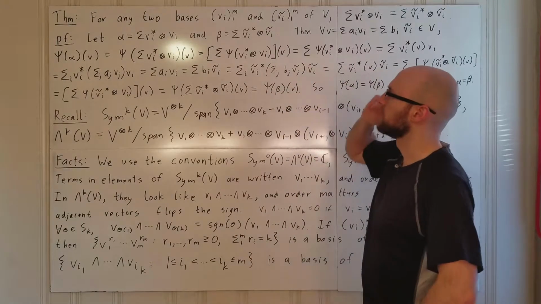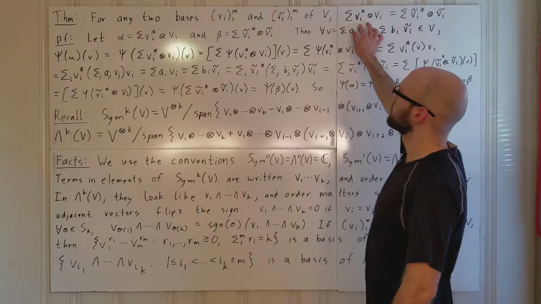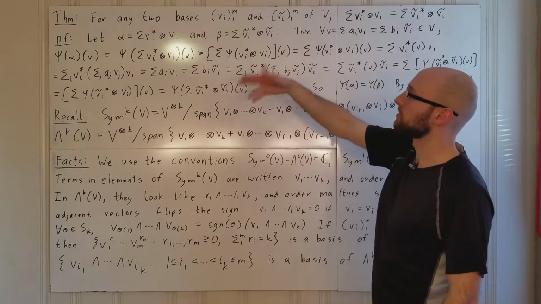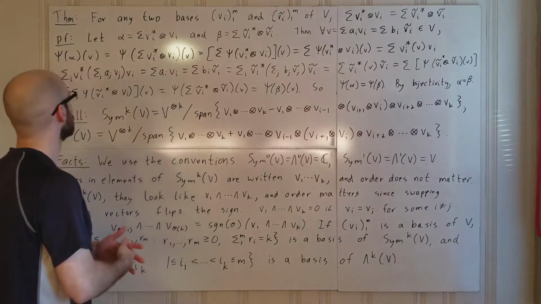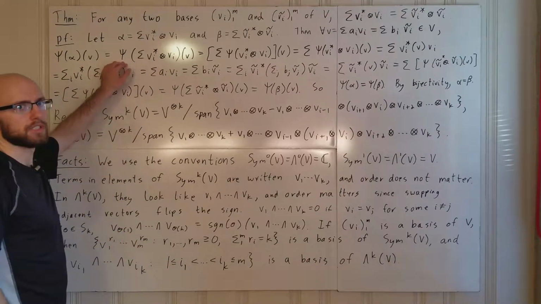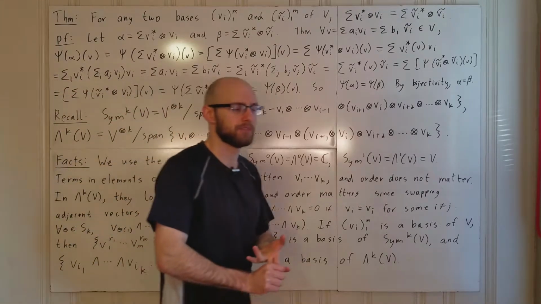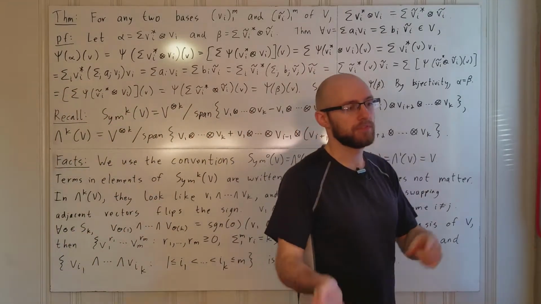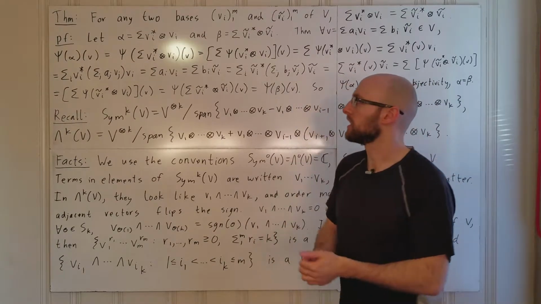But anyways, to prove this, we want to prove these two things are equal. So call one alpha, call the other one beta. Then what we're going to look at is psi of these elements. And psi here is the map which was defined in the previous theorem that comes from the previous video, so go back and look at that if you want.